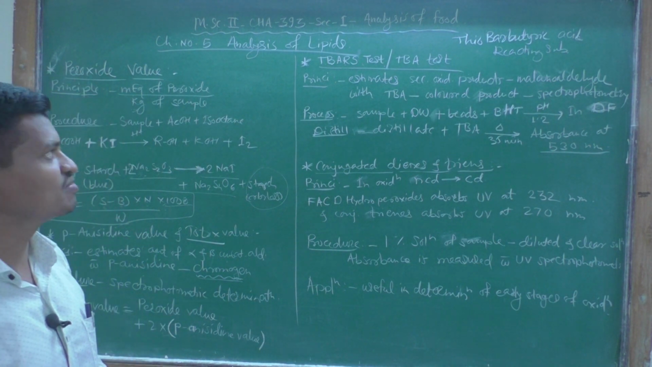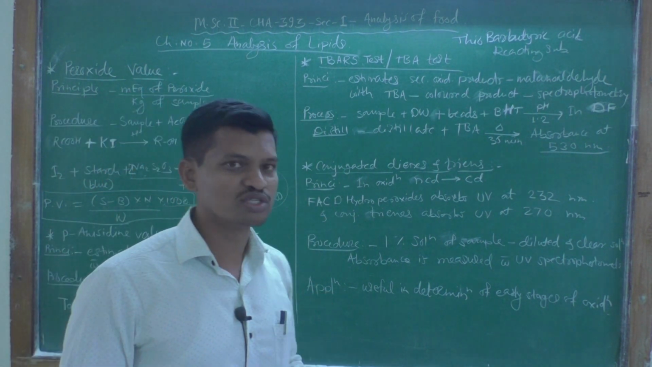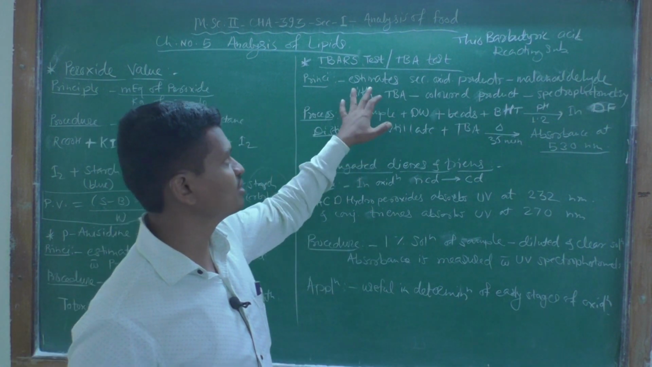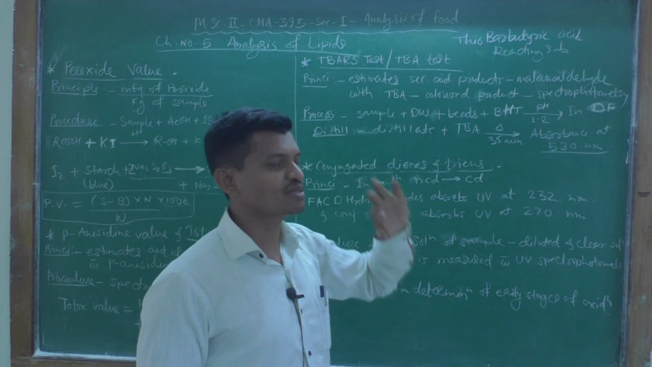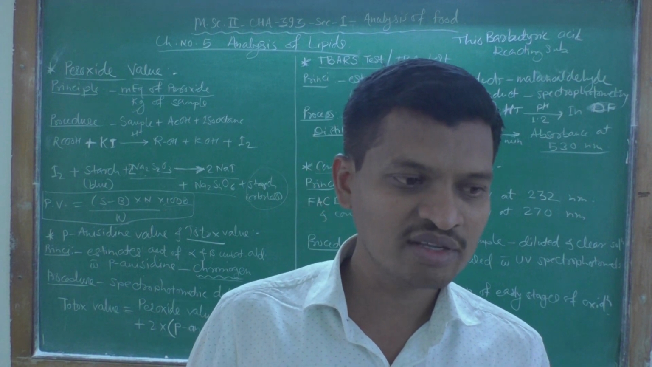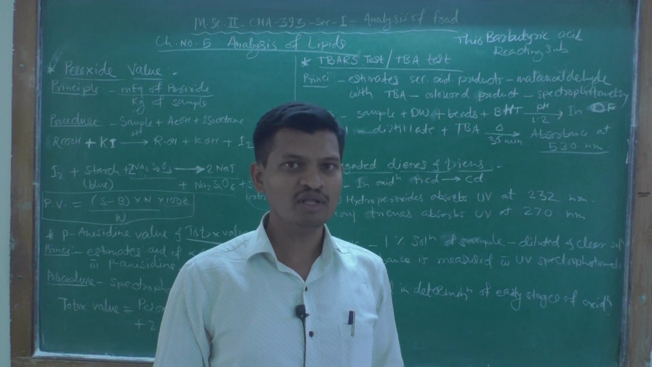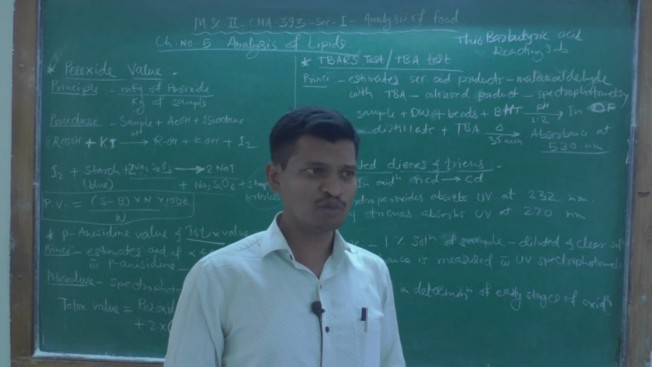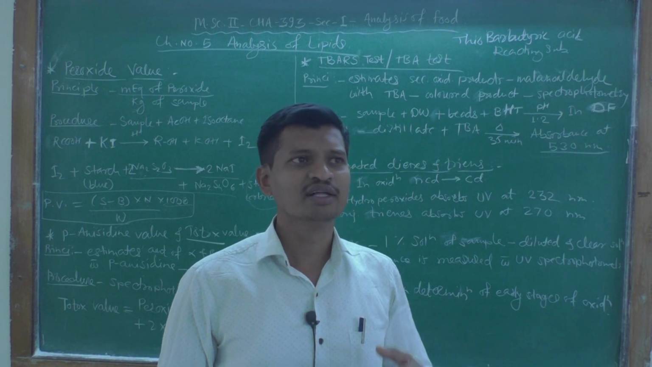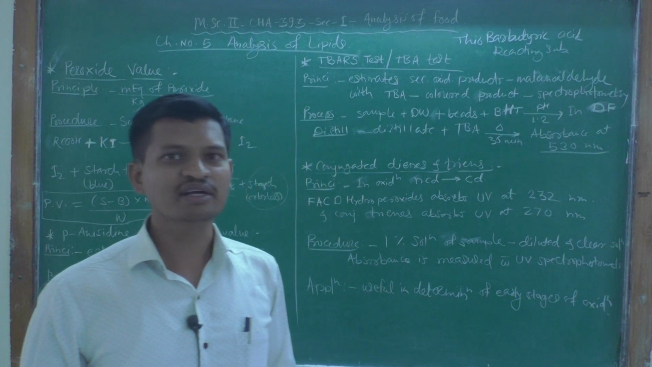The principle of this test is very simple. This test is used by the fat or lipid chemist or oil chemist to estimate the secondary oxidation products. We know that when lipid oxidation or auto-oxidation of lipids or fats is going to happen, then different peroxides and hydroperoxides are formed. These are the primary oxidation products. Along with that, secondary oxidation products are formed, and these are determined by different methods.